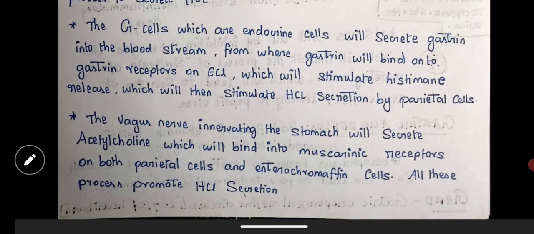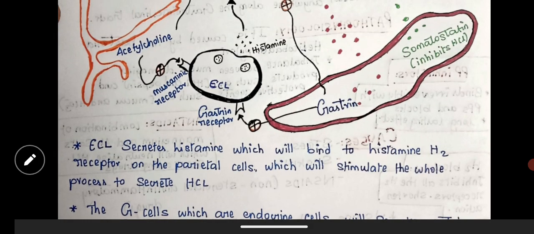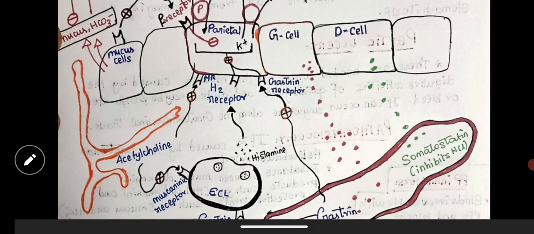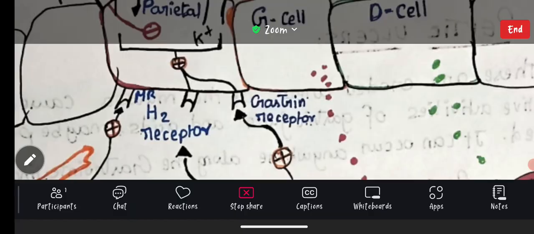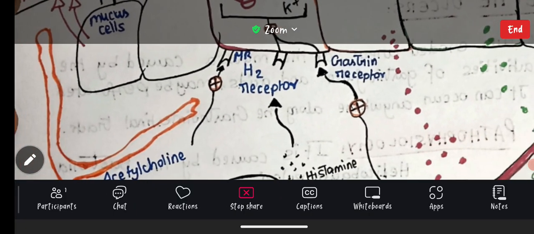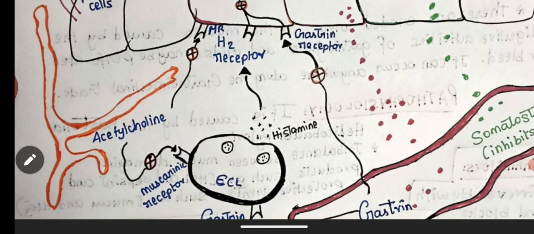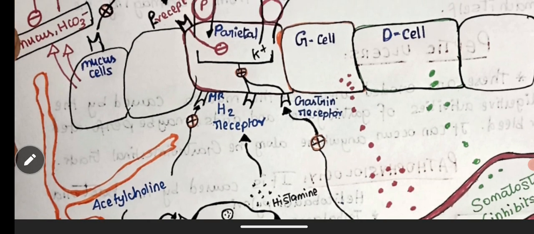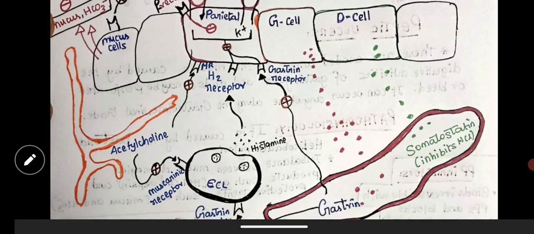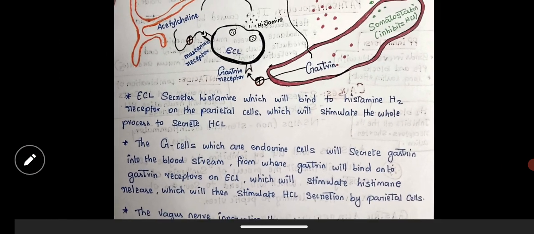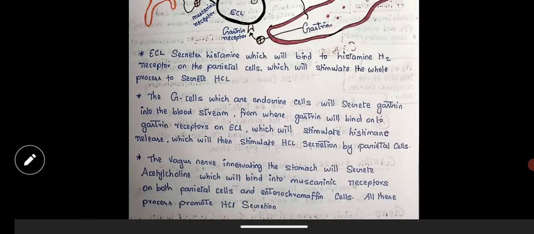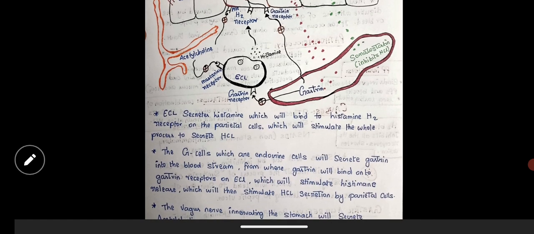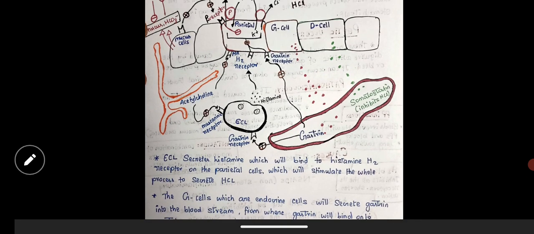Vagus nerve innervating the stomach will secrete acetylcholine, which will bind to the muscarinic receptors on both the parietal cells and enterochromaffin cells. So parietal cells have muscarinic receptor, right? So acetylcholine directly binds to the muscarinic receptors present on the parietal cells and stimulates the process of HCl secretion. Okay, so these three processes which I have mentioned will stimulate the process of HCl secretion into the lumen.